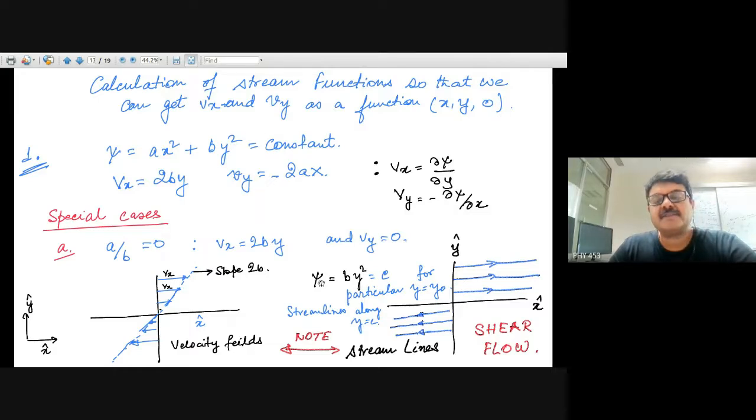So the streamlines, if you like, are parallel to y equal to constant. The velocity magnitude is constantly changing, but the streamlines are all parallel to each other. The magnitudes are different, By square, but basically the lines are parallel to each other, and parallel to y equal to c. So this is the shear flow. This is the stream function and the streamlines for shear flow.